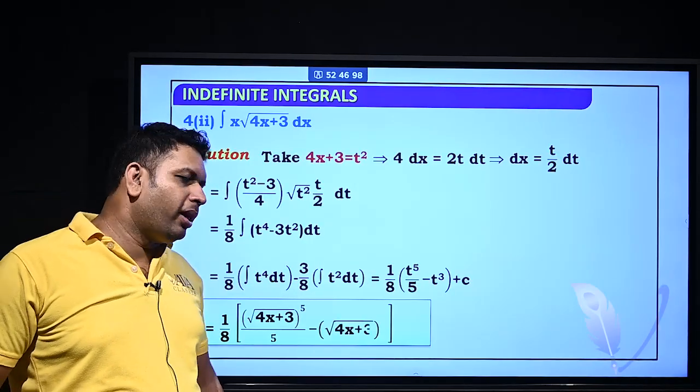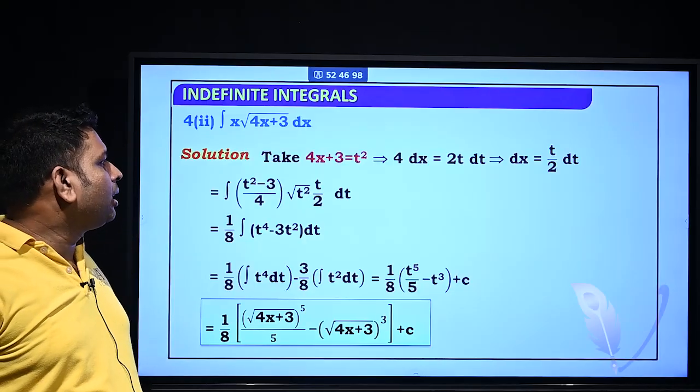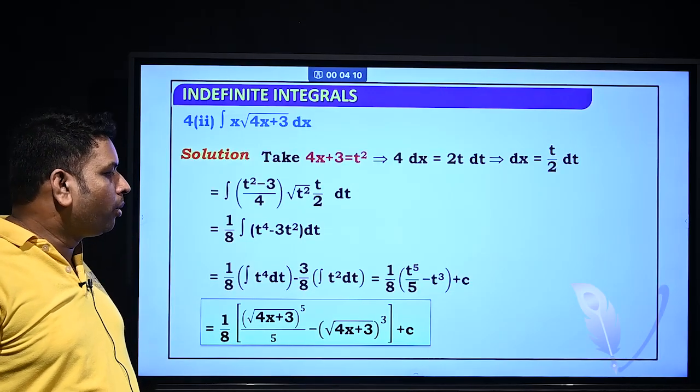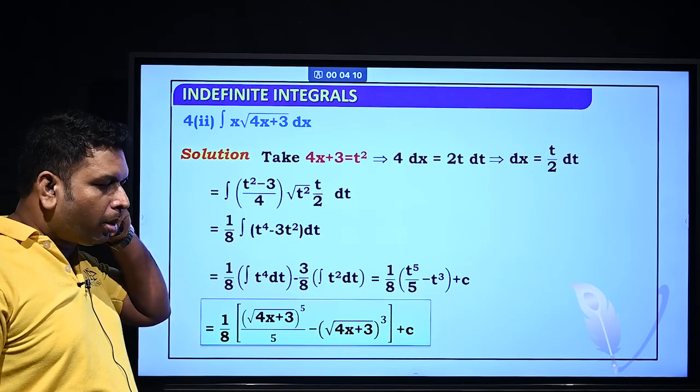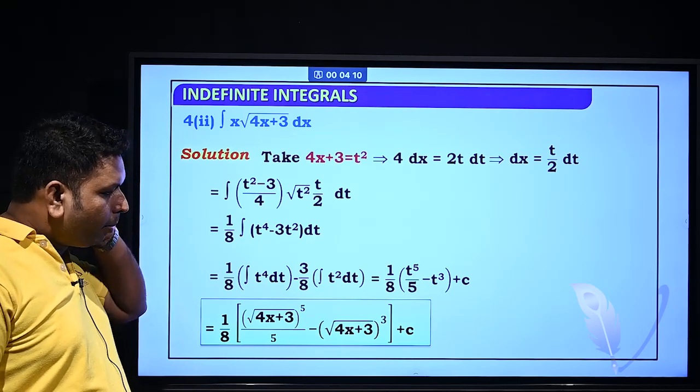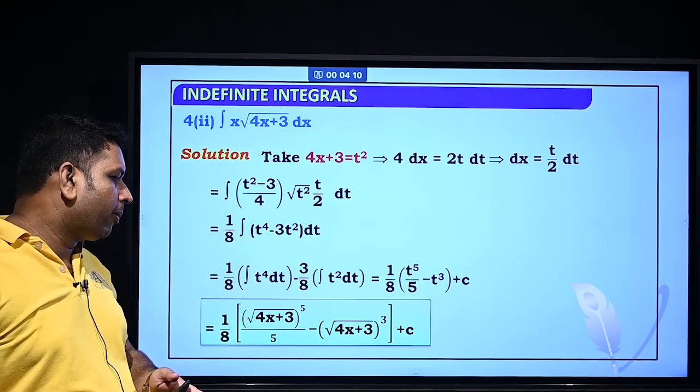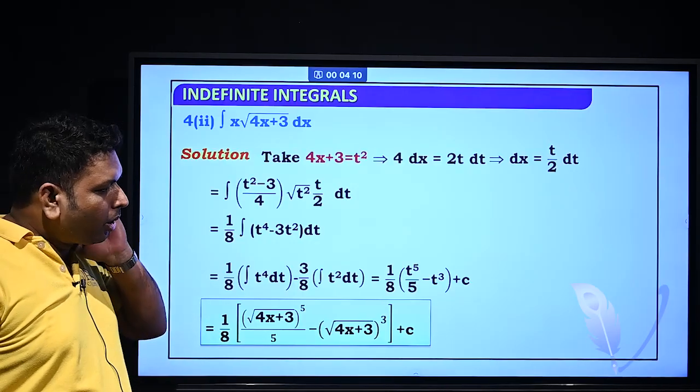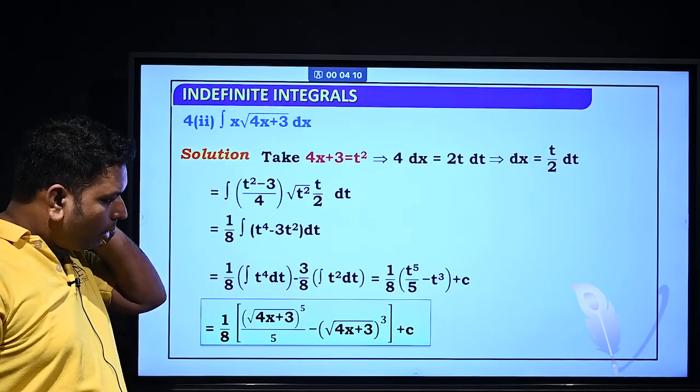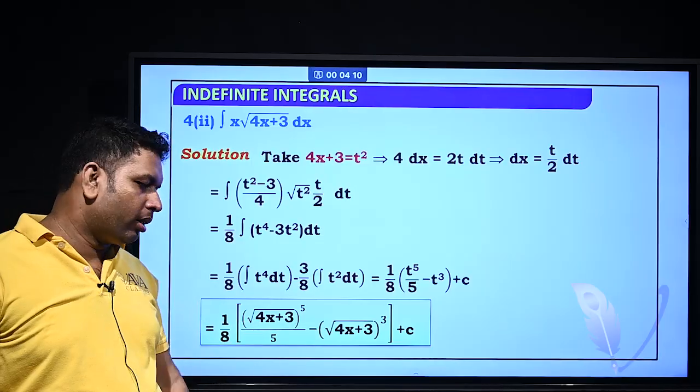So this is equal to 1 by 8. t is root over 4x plus 3. So root over 4x plus 3 to the power 5 by 5 minus root over 4x plus 3 to the power 3 plus c. Okay, so this is the result.